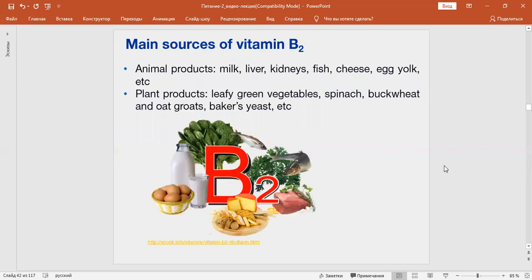Deficiency of riboflavin can be replaced with products of animal origin, such as milk, liver, kidneys, fish, egg yolk, cheese, and of plant origin, baker's yeast, fatty green vegetables, spinach, and so on.